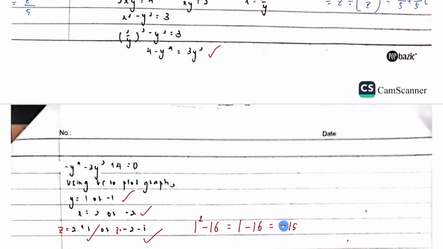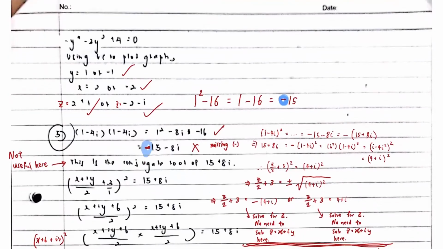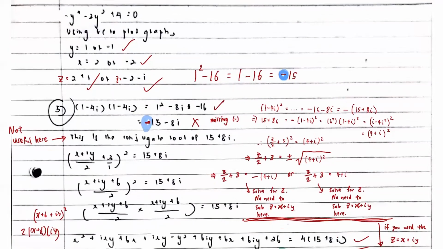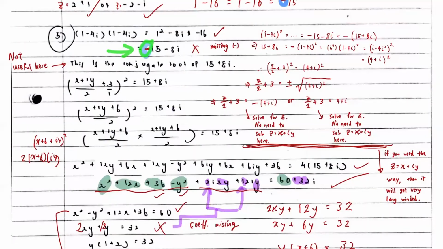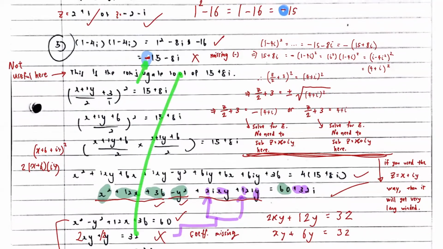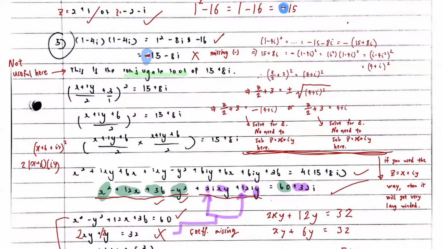Question 5. You have a circle. What happened here? There's a missing negative sign right from the beginning. Oh, oops. 1 minus 16 is negative 15 now. So the error carries forward all the way. Anyways, conjugate is not 15 plus 8i. It is negative 15 plus 8i because of the error carried forward. And anyways, using conjugate root here is not useful.